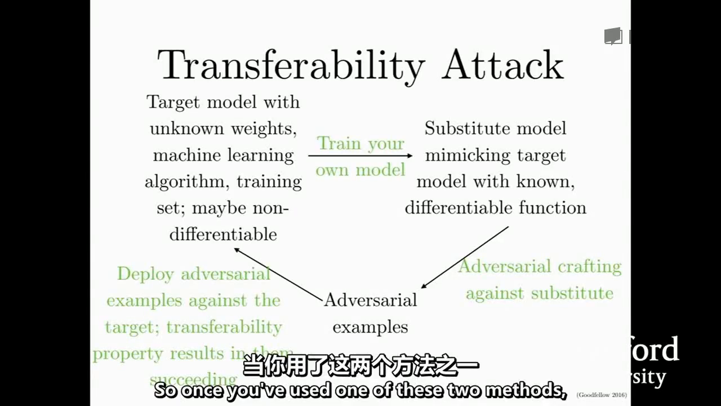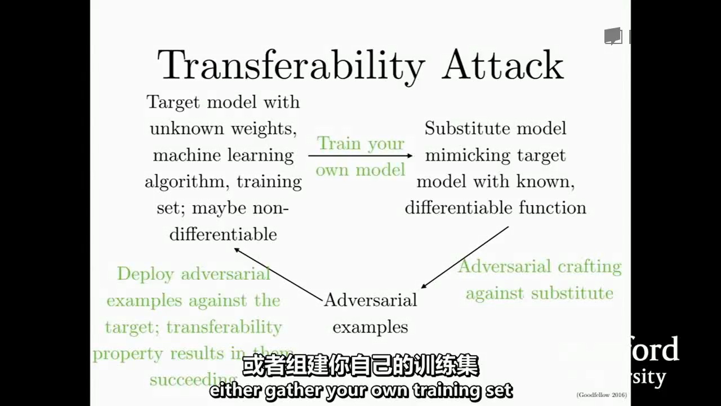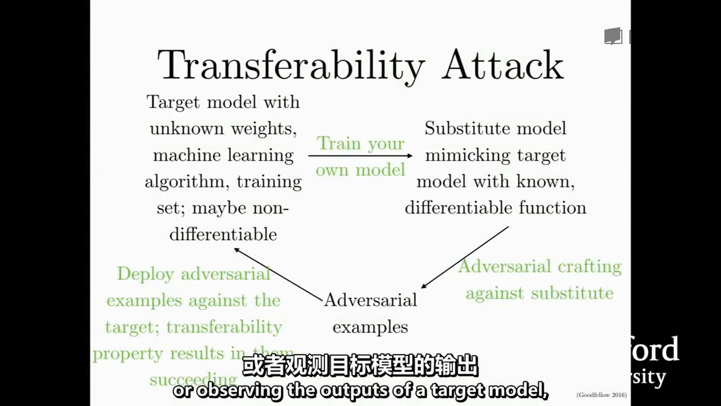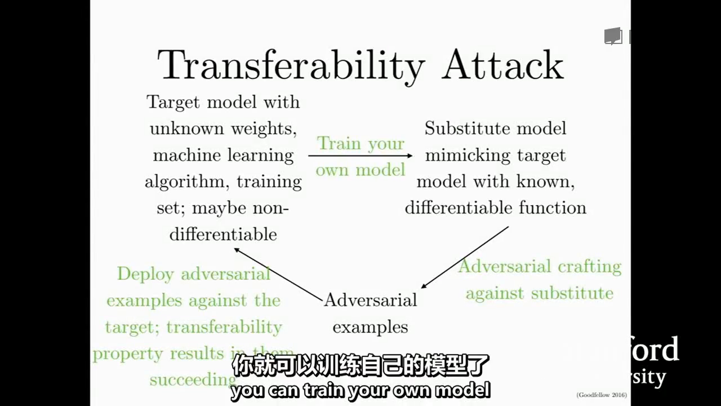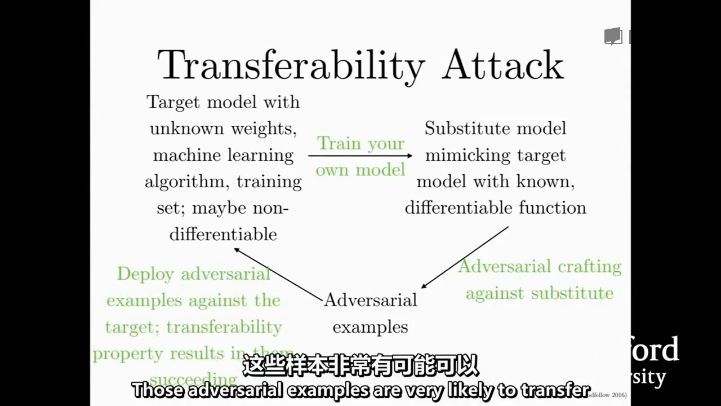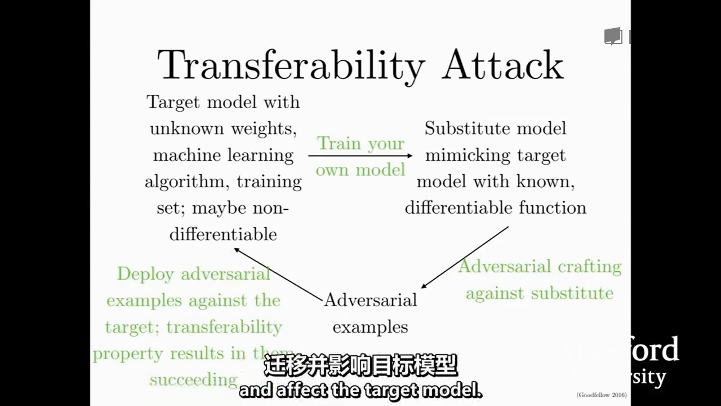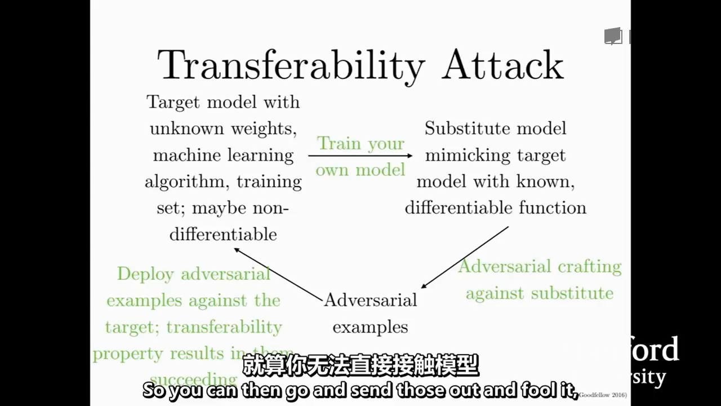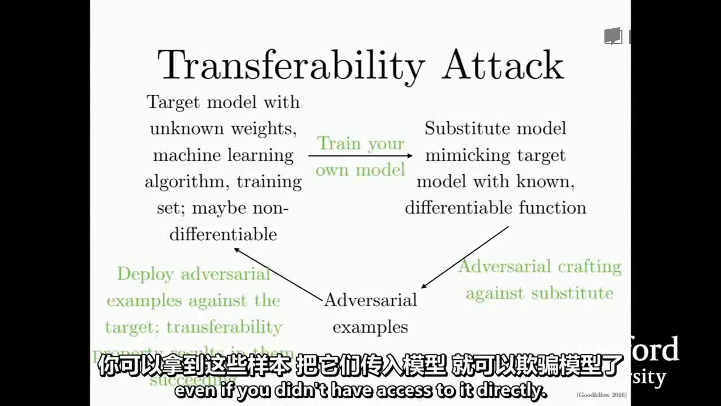So once you've used one of these two methods, either gathering your own training set or observing the outputs of a target model, you can train your own model and then make adversarial examples for your model. Those adversarial examples are very likely to transfer and affect the target model. So you can then go and send those out and fool it, even if you didn't have access to it directly.